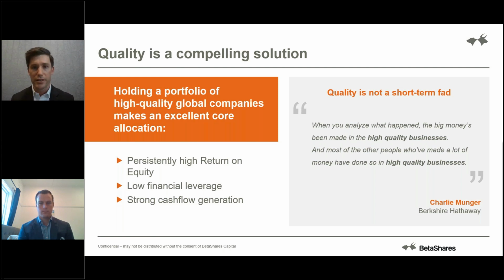But quality is not a new idea. What's changed is the broader availability of financial data that allows index providers to construct quality portfolios using the same filters which active managers have long relied on.